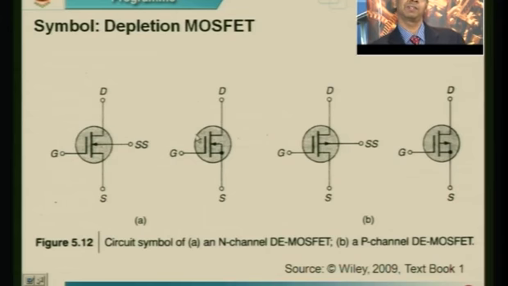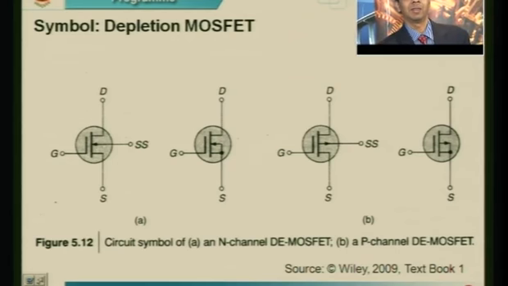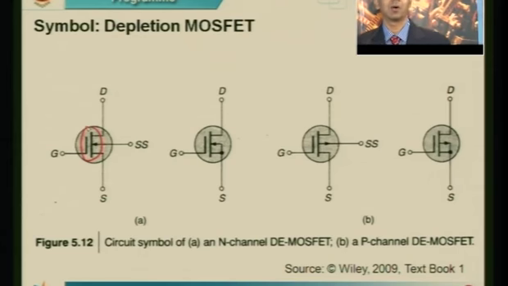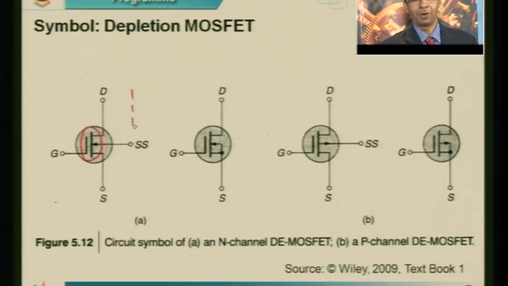Now, is there any other difference? Can students spot that? It all is the same, right? So just by looking at the symbol, how can I tell whether it's a depletion or an enhancement MOSFET? Any answers for that? Yes, you are right. It's the way in which you show the connection between the drain and the source, which I can pinpoint to you here. If you can see here, this particular line is a solid line, whereas if it was an enhancement device, we used to have a dotted line, right?